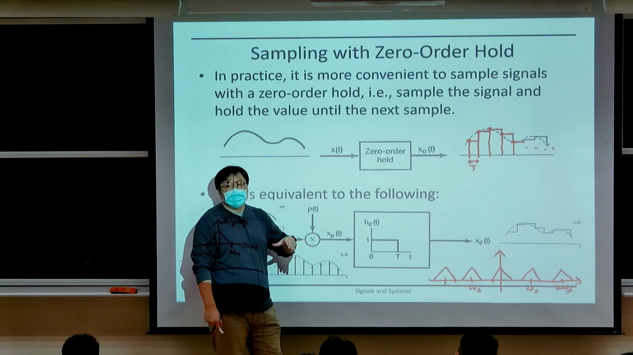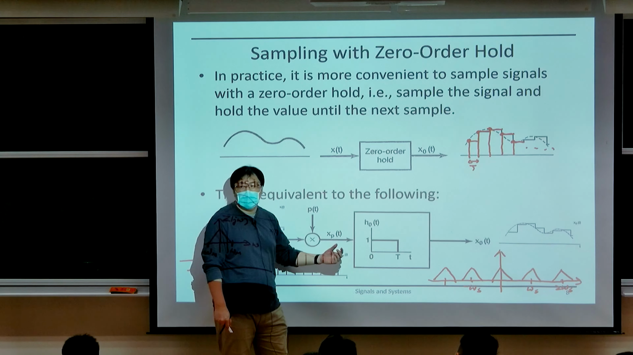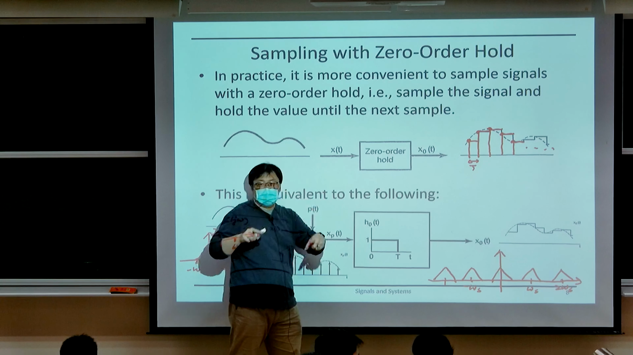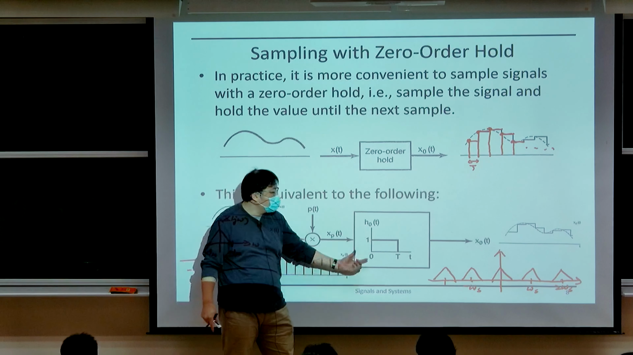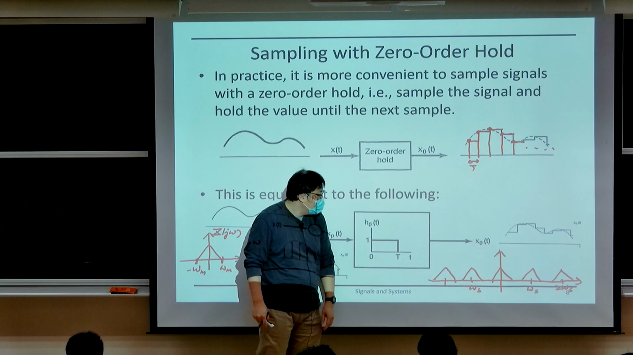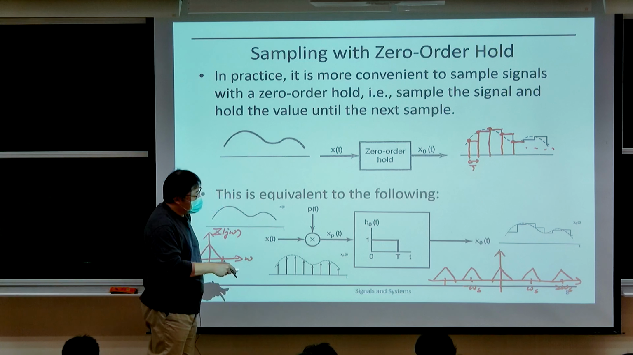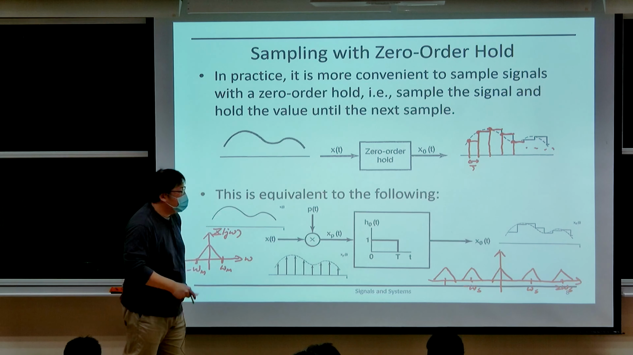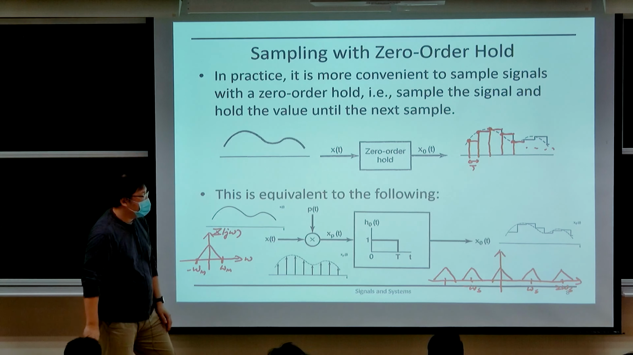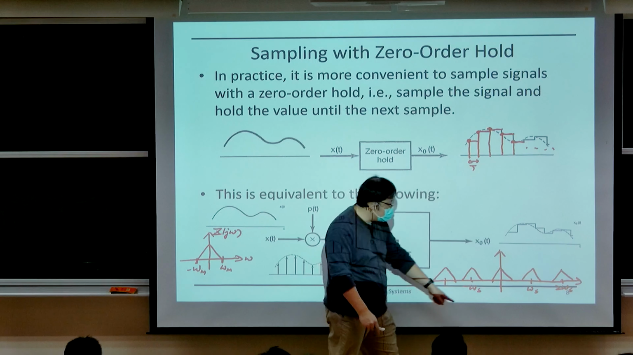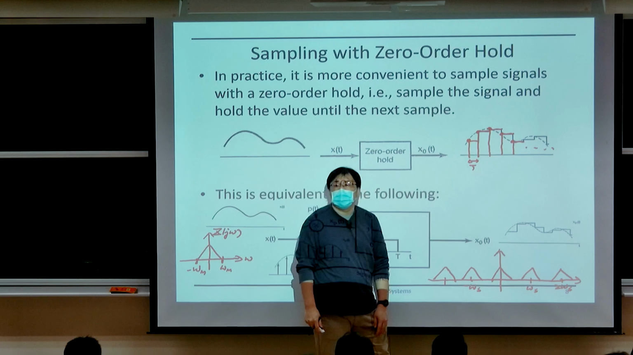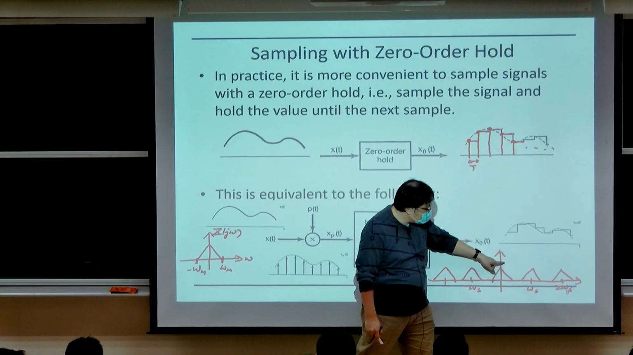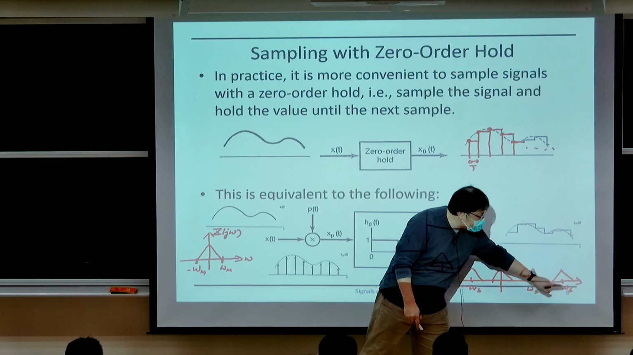So a rectangle in the time domain corresponds to what in the frequency domain? Right. A rectangle in the time domain corresponds to a sinc function in the frequency domain. And since the width of this rectangle is capital T, the sinc function in the frequency domain will have 0 points at integer multiples of 2 pi over T, which is omega s. So you will have sinc functions that look like this.